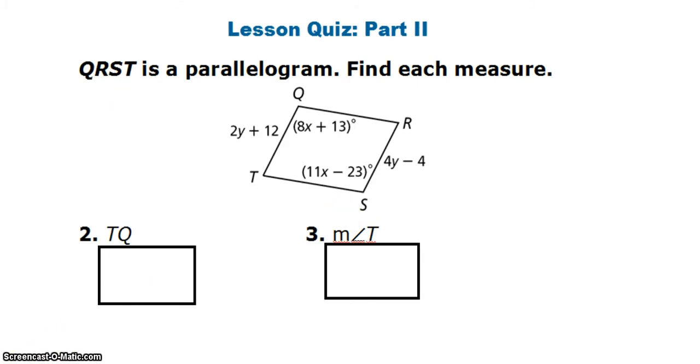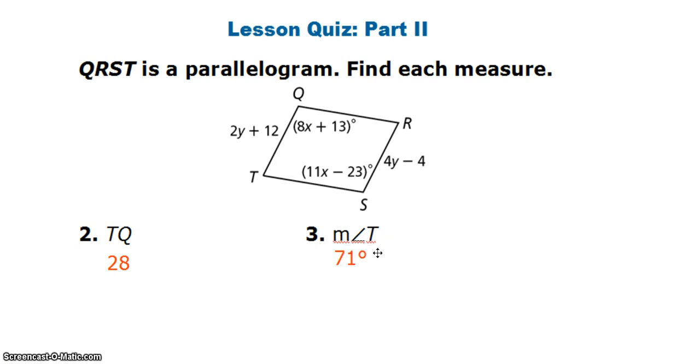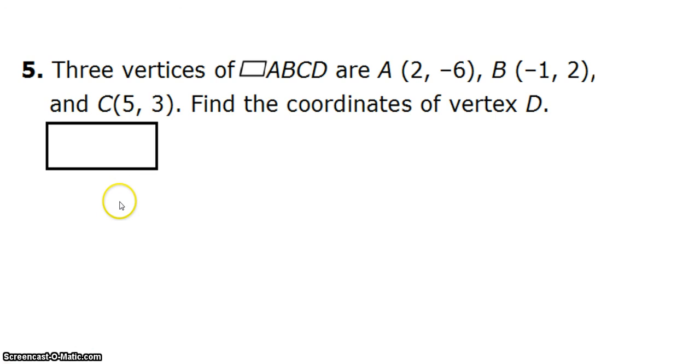Pause and come back. So we know that TQ equals SR, so set them equal, solve for Y, substitute Y in, and you get 28. The measurement of angle T is 71 degrees. Good. And final question, did you graph it? When you did, did you use slope to find that unknown vertex? The unknown vertex is, good job.